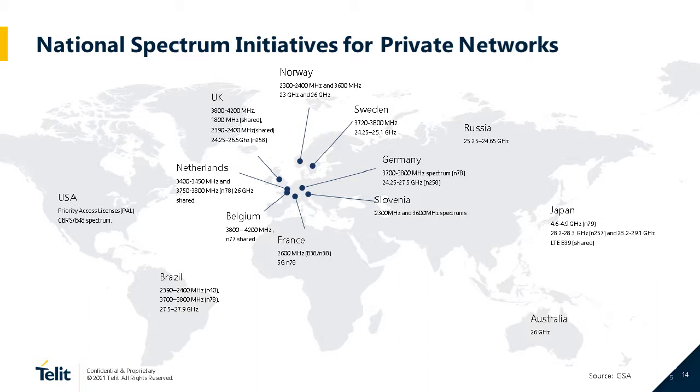Japan is a case where the government has assigned, for instance, to Fujitsu a private license to use LTE as an anchor band, and also millimeter wave spectrum, in particular band 257, for a private deployment, in particular for their plants, and also for a campus they have installed.